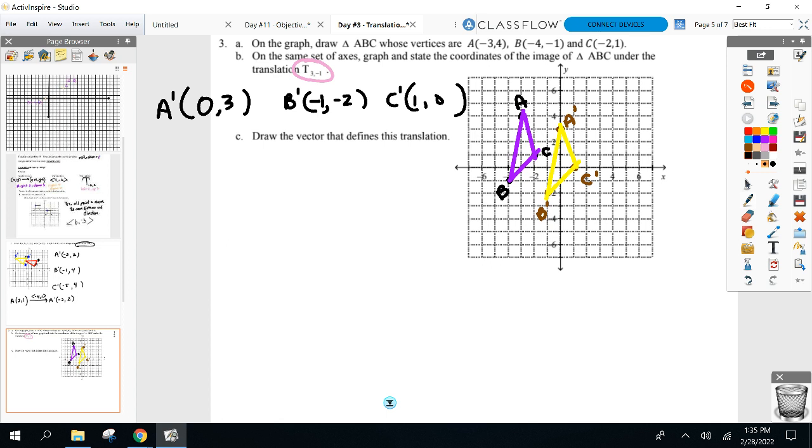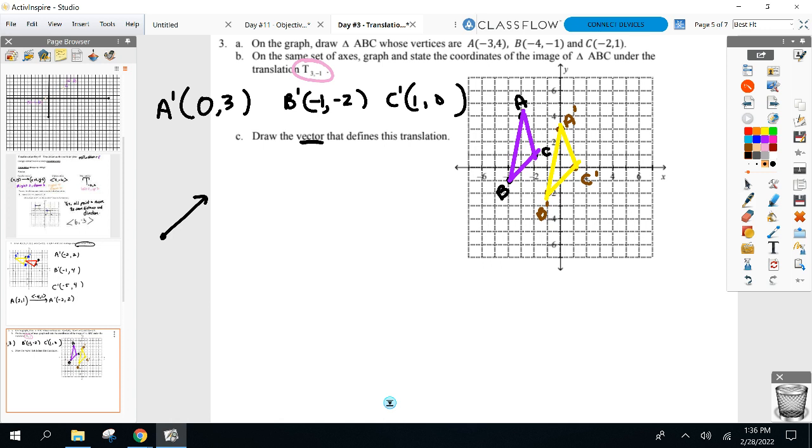All right, new concept. Draw the vector that defines this translation. First of all, what is a vector? It's an arrow. Okay, looks something like this. That's called a vector. The vector tells you the direction and distance you just made. So we just went right 3, down 1. I need a vector that says you went right 3, down 1.